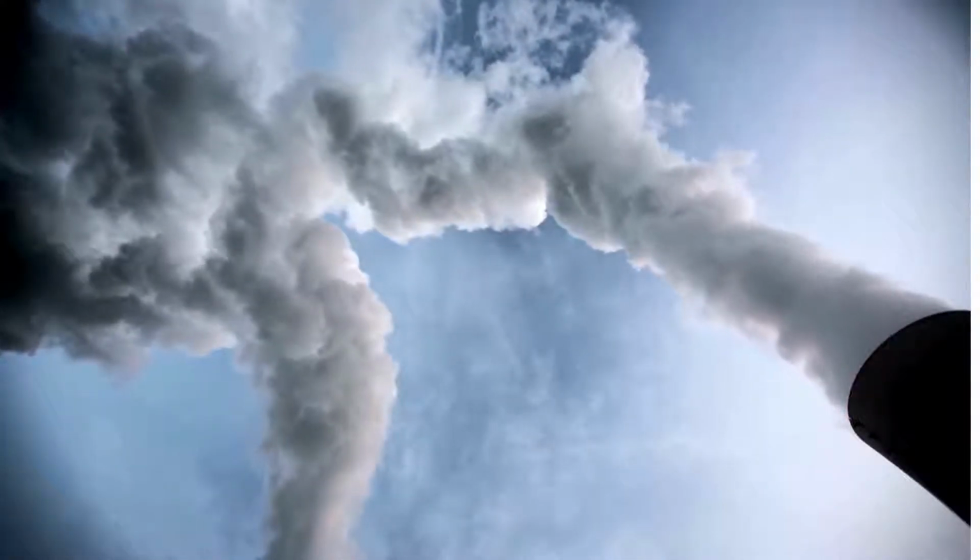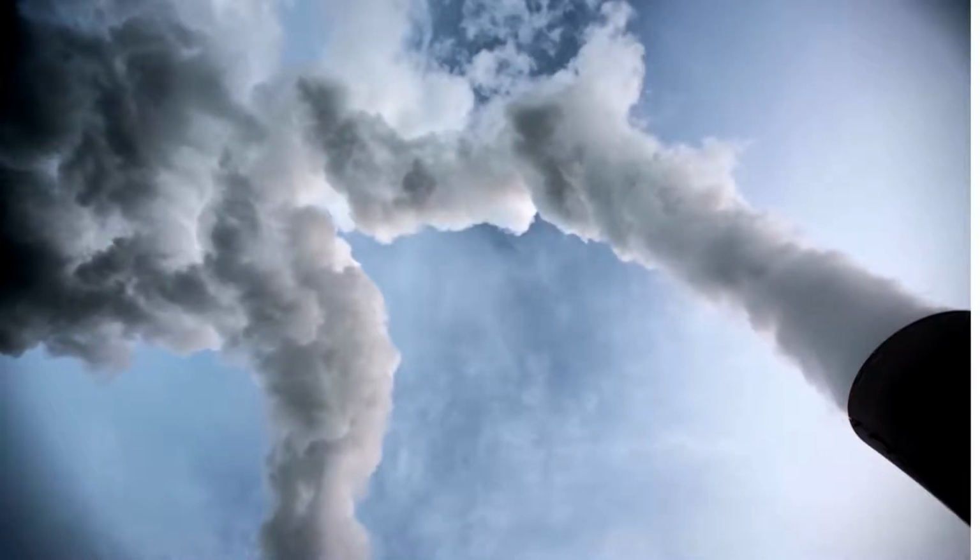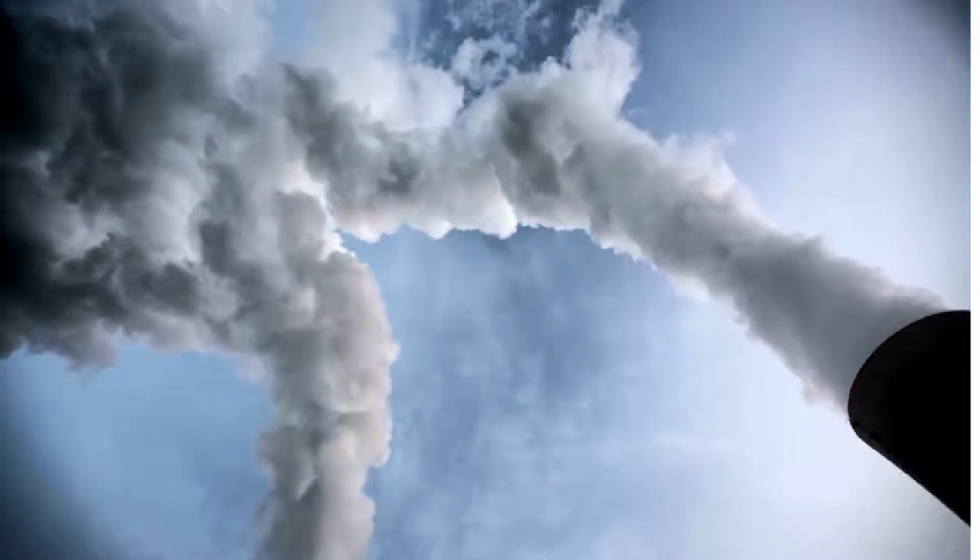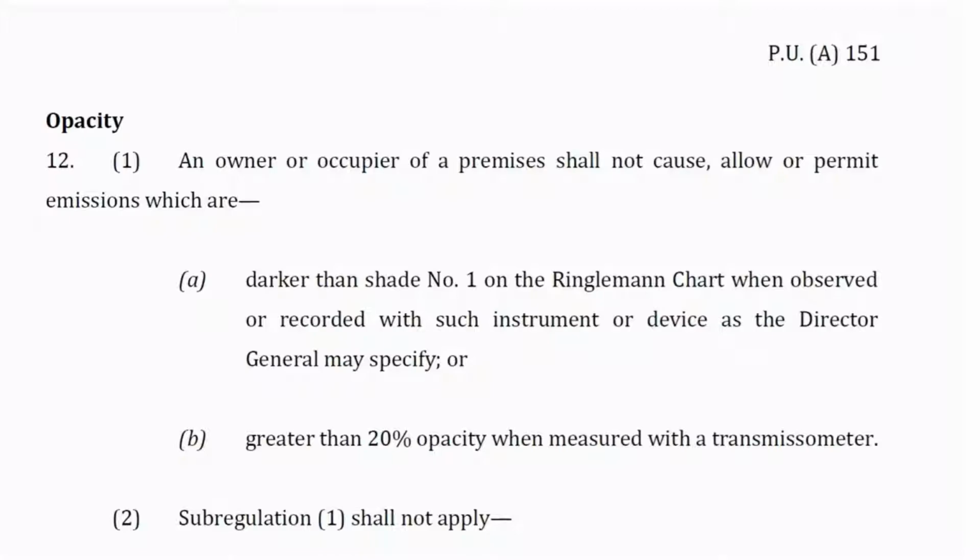Good day. Now let us look at the Clean Air Regulation, Regulation 12. Regulation 12 basically speaks about the Ringelmann chart. Apa tu Ringelmann chart? Okay. The Ringelmann chart is basically the method, the chart yang kita akan guna untuk membuat dark smoke observation. So what exactly is this dark smoke observation?